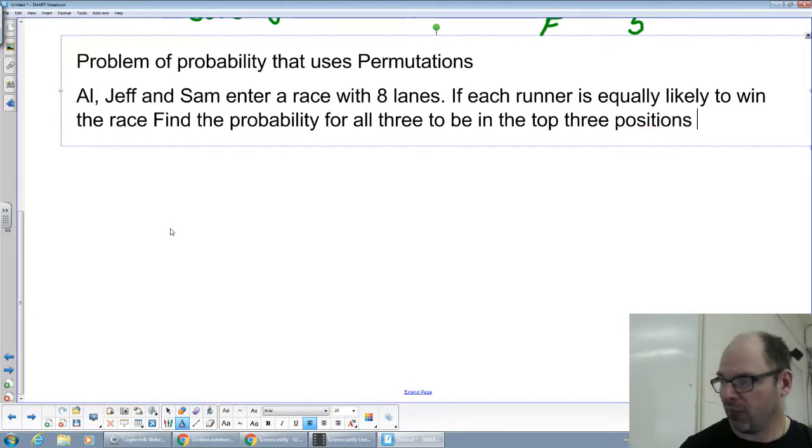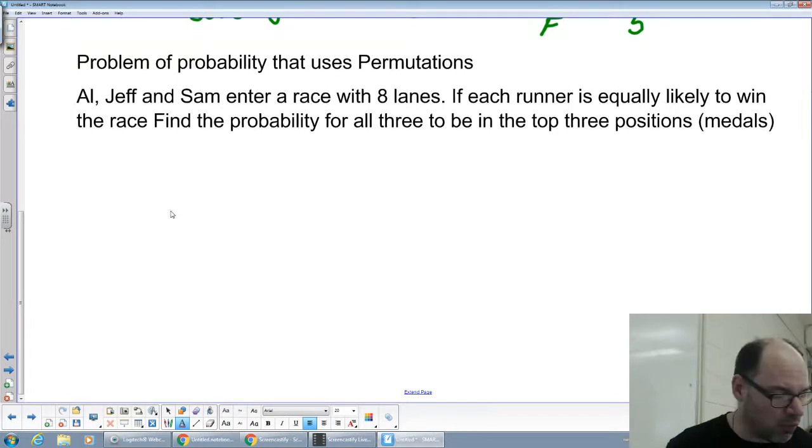Okay, so we're going to say medals. And it matters if you get a gold or a bronze. So each instance, if Jeff gets the gold or if Jeff gets the bronze, it's going to be different. Okay, so the first thing that we've got to do, step 1, is to find out what our total sample size is for all 8 runners.